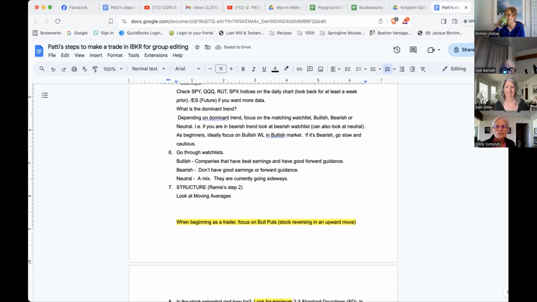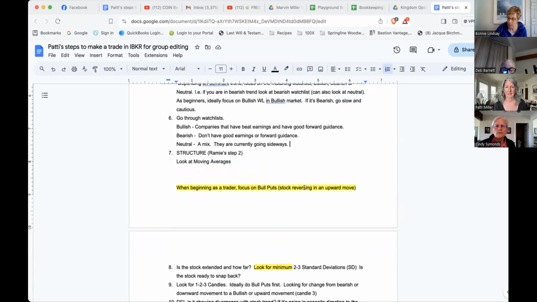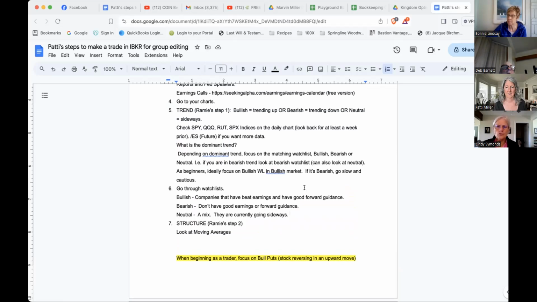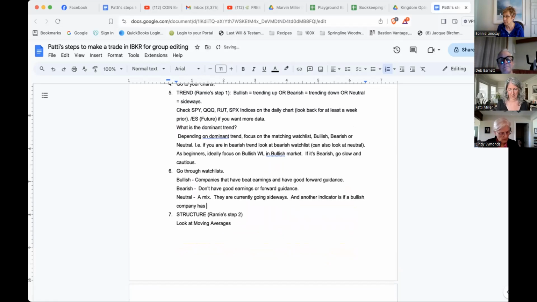Okay, awesome. Excellent. Structure, also step 2. I think it goes to the neutral list also when it goes below the 200-day moving average on the daily. Is that on the daily chart? Do you have that note, Cindy, of if it's on the daily chart? No, I don't. I didn't have that marked down.